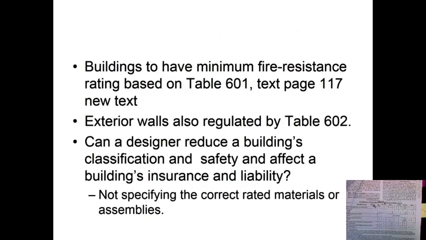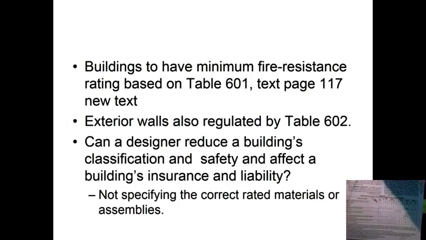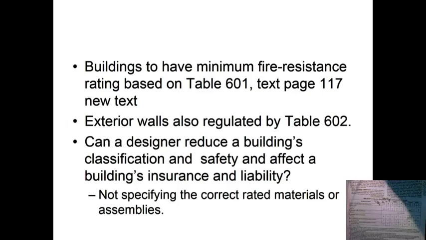Buildings have minimum fire-resistant ratings based on Table 601. If we look at this table, you can see it talks about Type 1, Type 2, Type 3, Type 4, and Type 5. It covers the primary structural frame and bearing walls, exterior and interior, because sometimes you're going to have exterior load-bearing walls and interior bearing walls. Sometimes you have to have an interior bearing wall to hold up the ceiling structure that may be going around.